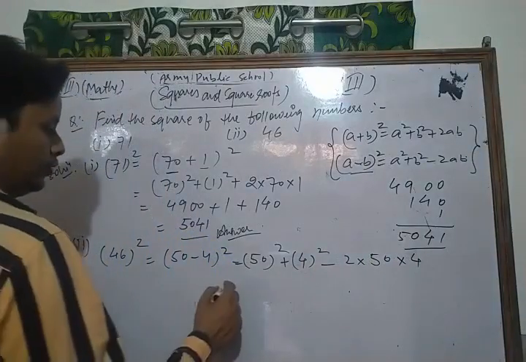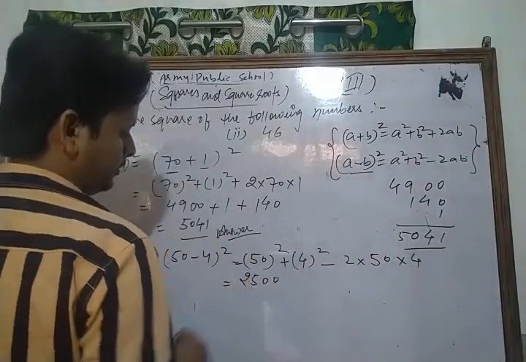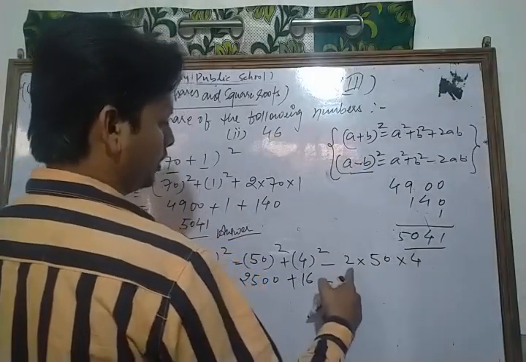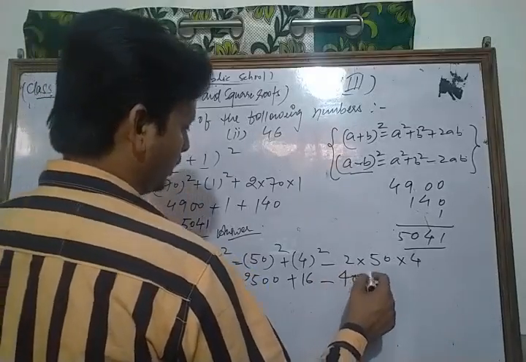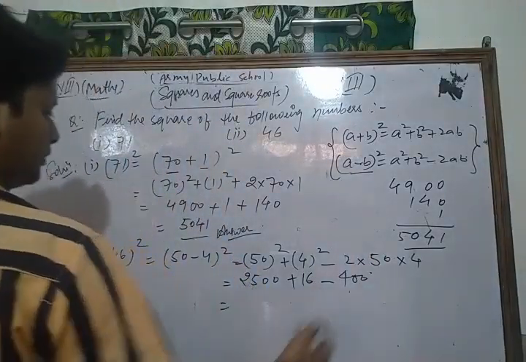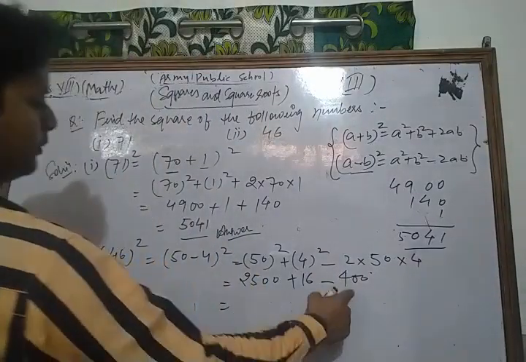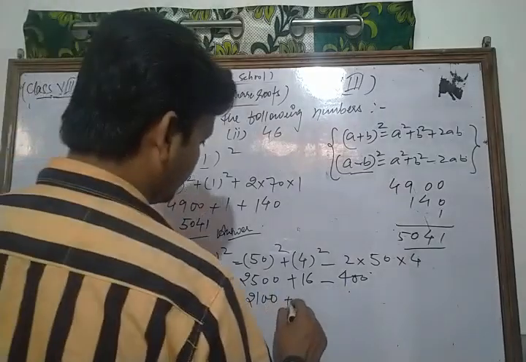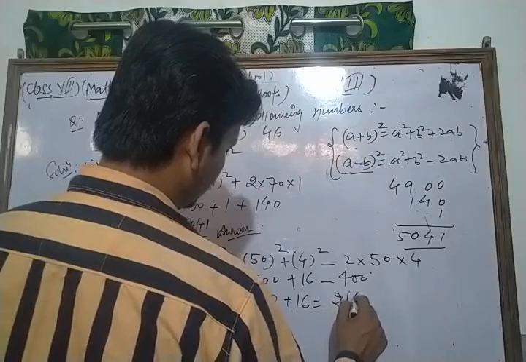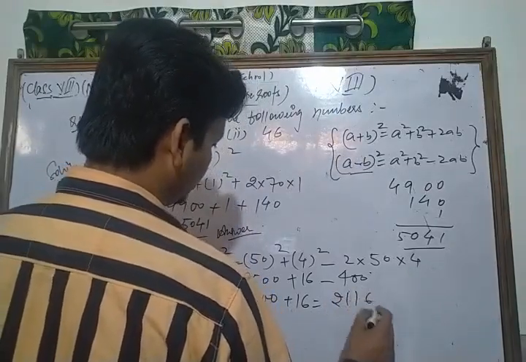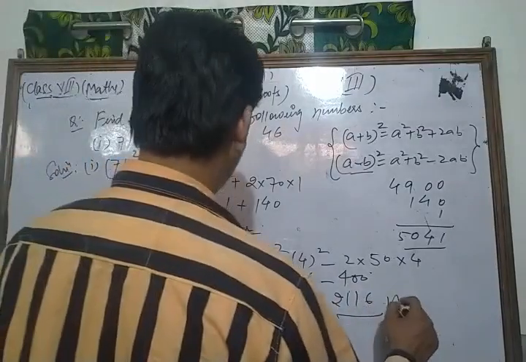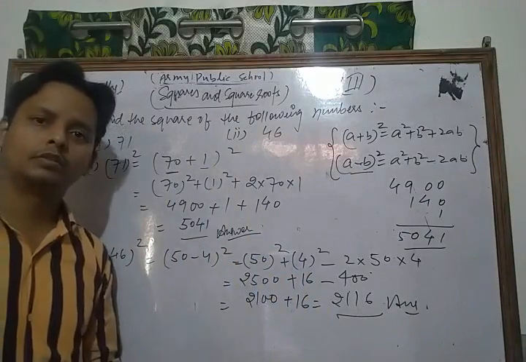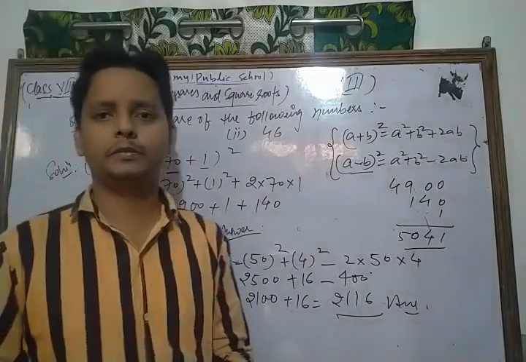Now we simplify them. So we get 2500 plus 4 4s are 16 minus 400. So we add them and subtract this. Now 2500 minus 400 is 2100, plus 16, so we get 2116. This is the square of 46. So using that concept, you can solve each and every question of your NCERT exercise based on these topics.